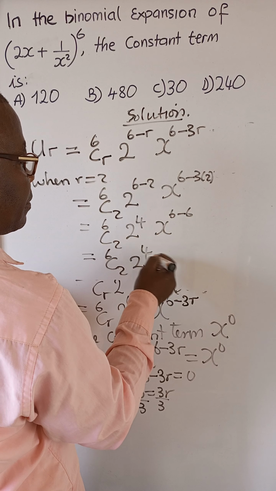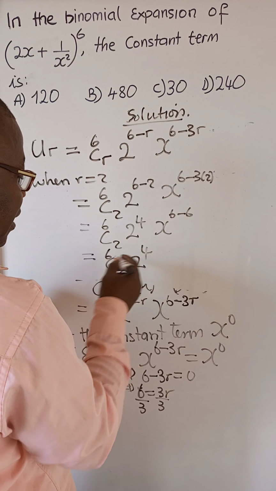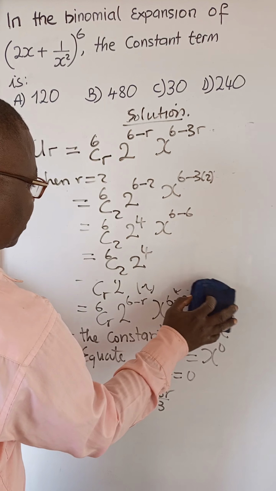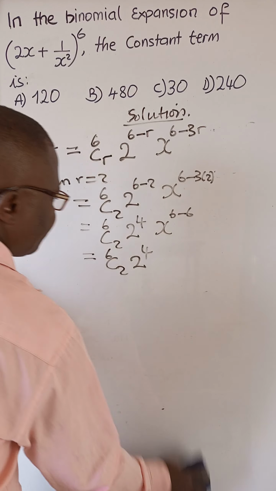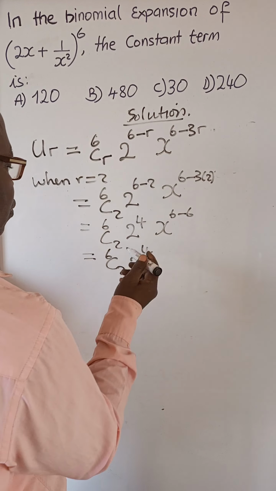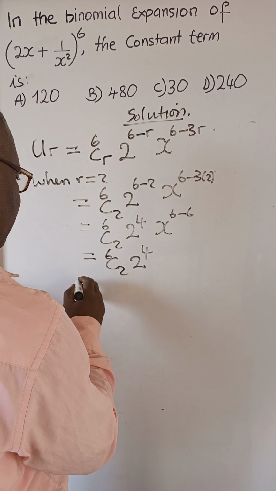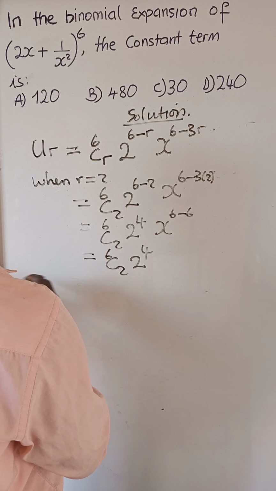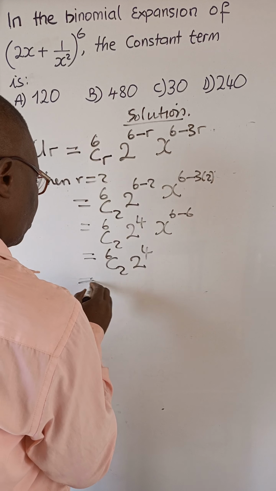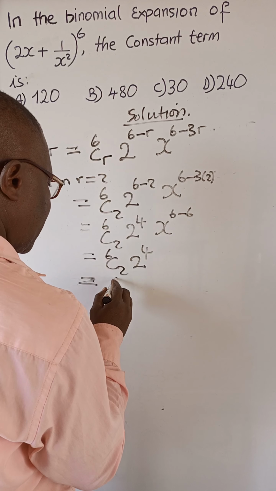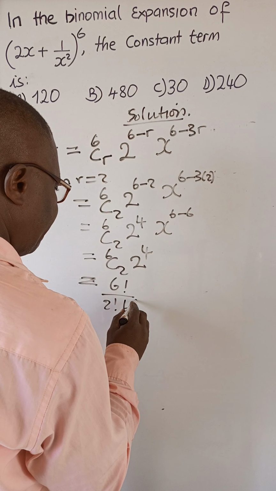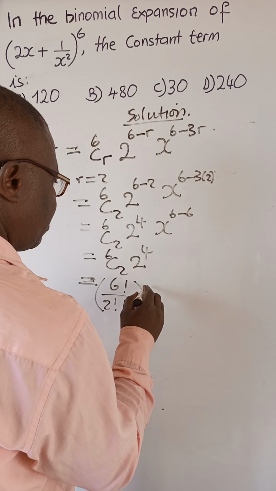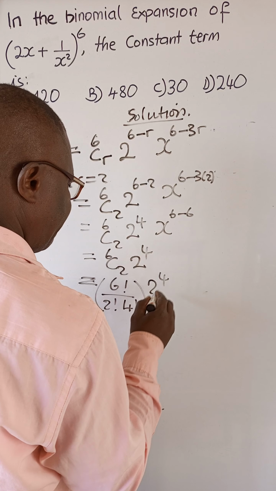So you can see there's no x anymore in that term. So we are going to obtain the constant as required. Now what is 6 combination 2, 2 to the power 4? 6 combination 2, 2 to the power 4 is the same as 6 factorial, all over 2 factorial, 4 factorial, all of that multiplied to 2 to the power 4.